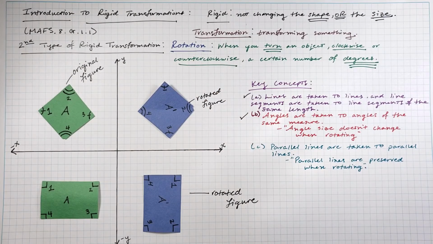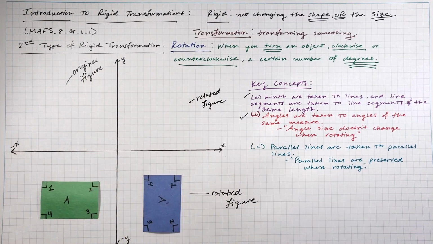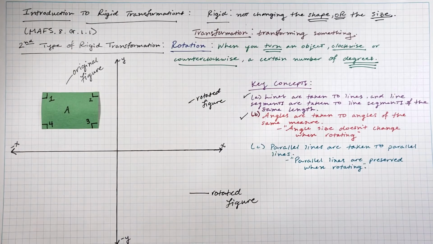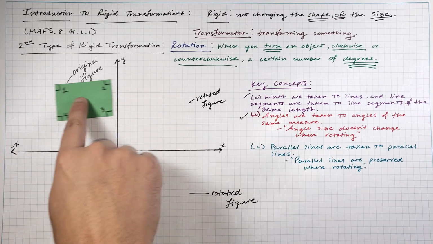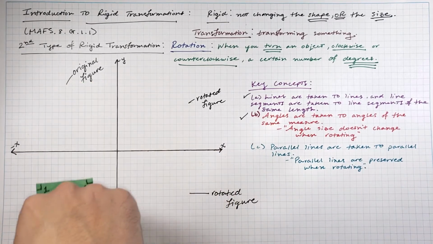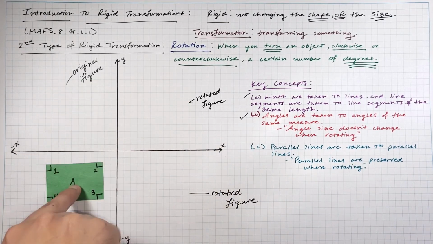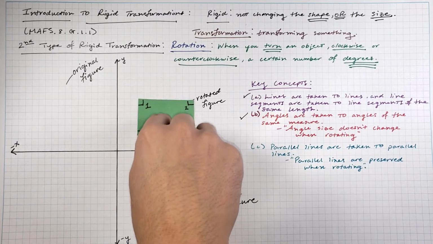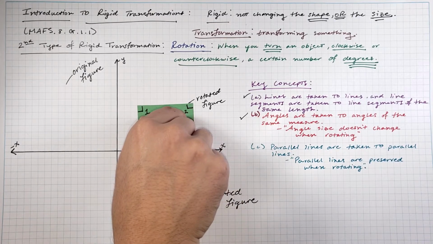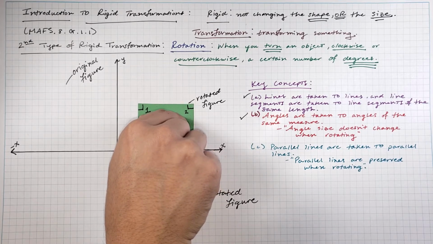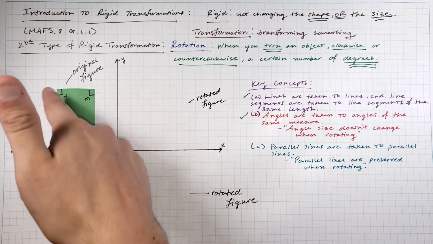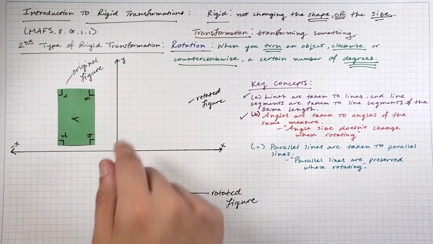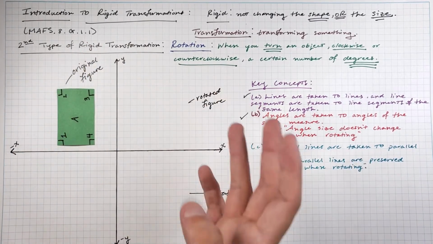Okay, so now let's go back to the rectangle. We can now do a combination of a translation and a rotation. And no matter how we combine them, so for example, if I slide down, slide right, then slide up, and then rotate, let's say, 90 degrees counterclockwise, it doesn't matter. The lines are still the same length, okay? The angles still stayed the same, okay? The parallel lines are still parallel lines.